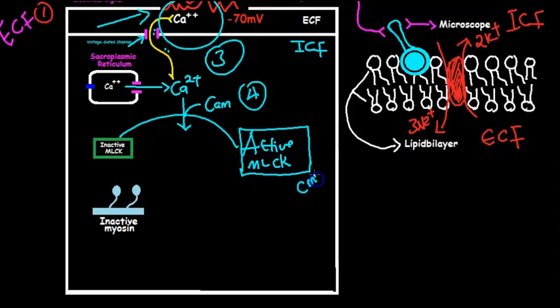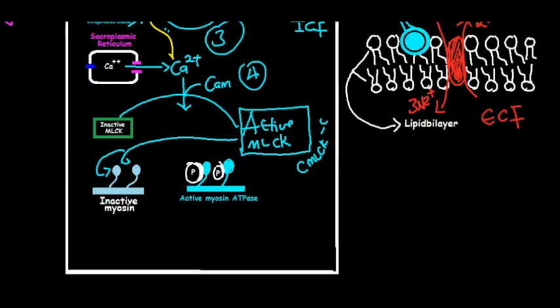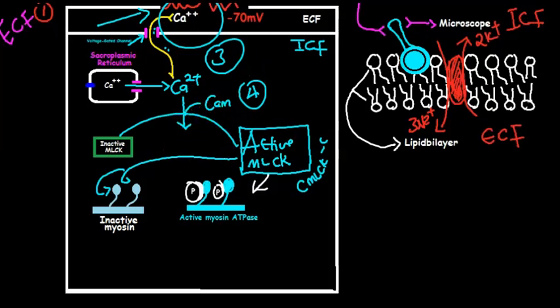And if you noticed here, we have the inactive myosin, and this inactive myosin has two heads. So basically, the calmodulin myosin light chain kinase complex is the one that will activate the myosin head. We have two myosin heads here, which will basically be activated. From inactive myosin, this now becomes active myosin ATPase. So basically, this step requires the conversion of ATP into ADP.